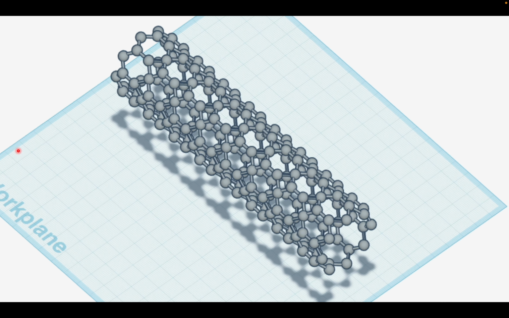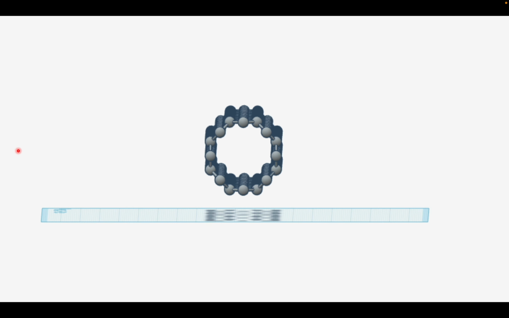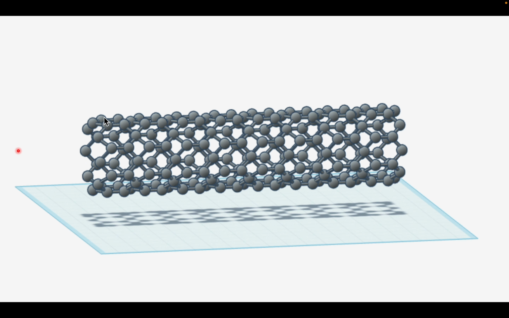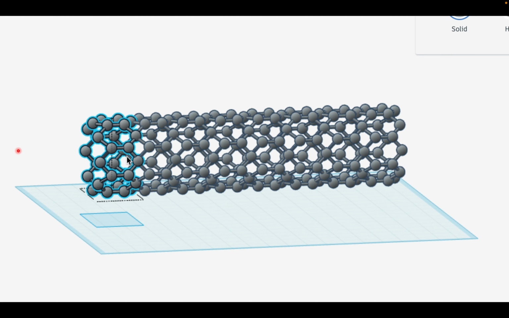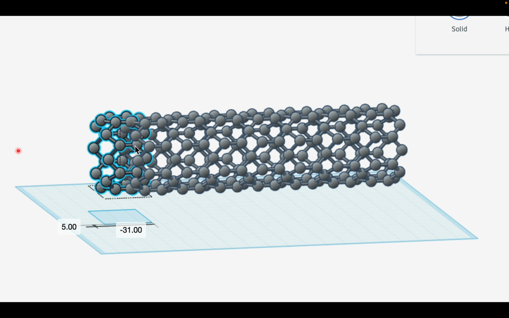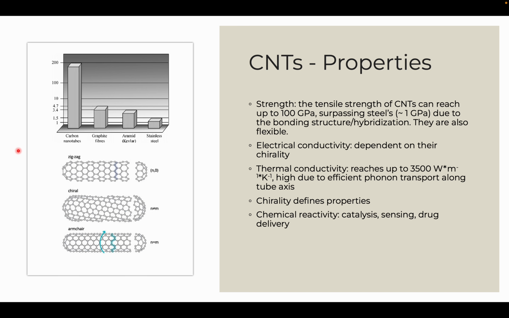So this is the 3D model of the carbon nanotube, and it is a simplified version basically of hexagons representing the carbon bonds bonded on top of each other. So some of their properties are strength. They are really strong and even 100 times stronger than steel. And also here it shows how strong it is compared to other materials.